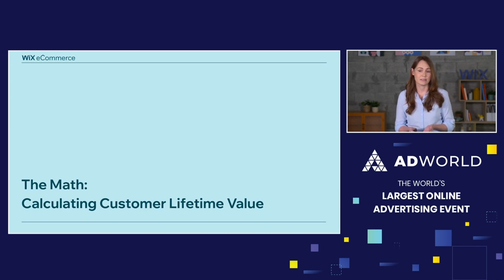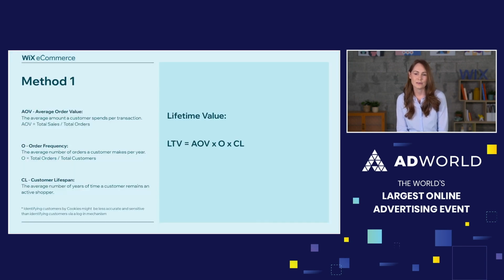So let's talk about the math. How do you calculate customer lifetime value? Well, I want to point out that there are multiple methods for doing the calculations of customer lifetime value. I'll touch on a couple of them today. Ultimately, you're going to have to do the homework and figure out what works for you and your business. So let's start with the first method, the most basic method. In this method, we'll say that lifetime value is equal to average order value multiplied by order frequency multiplied by your customer lifespan. So let's just break down those metrics for a second.